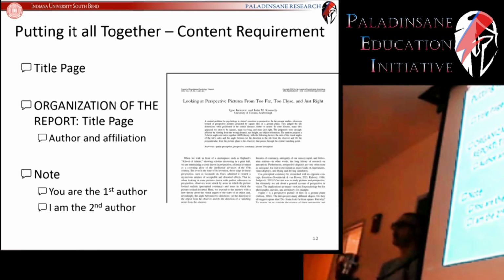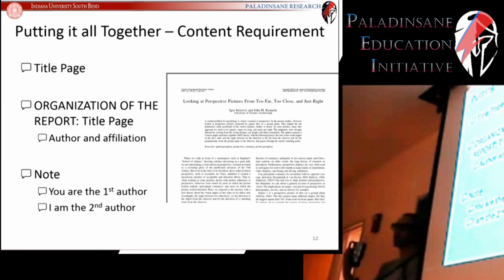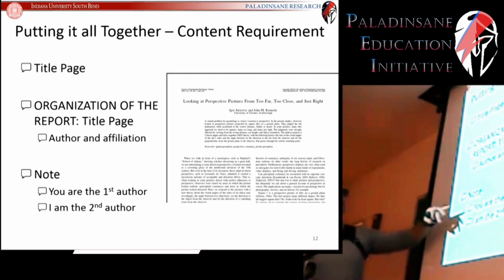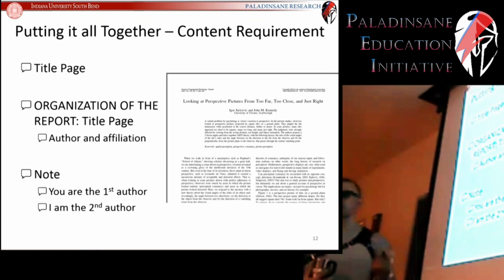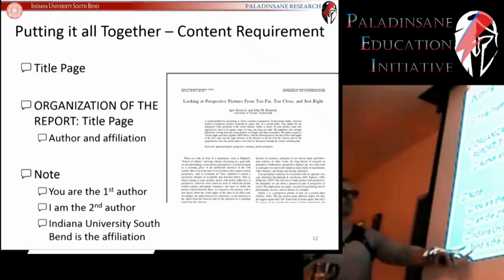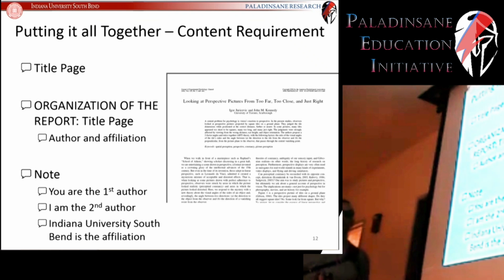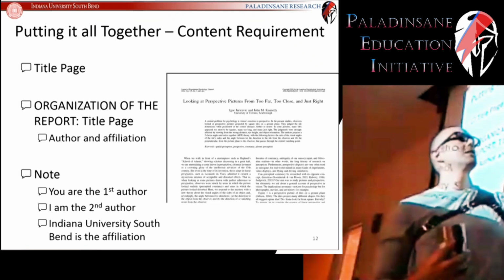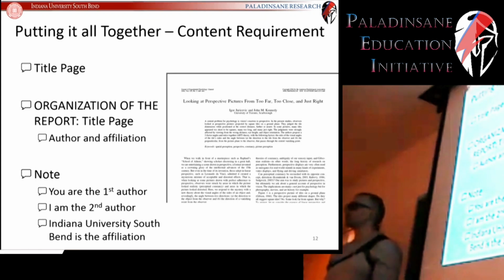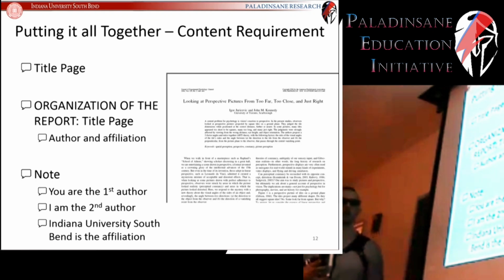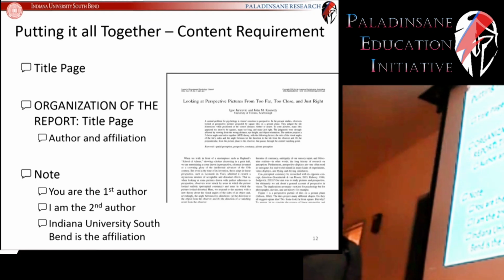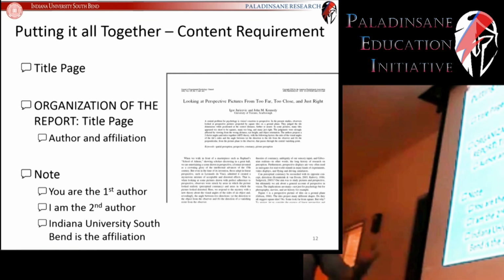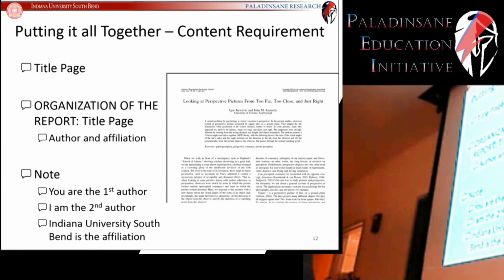I designed the stimuli, I ran the results. So I have done enough to become an author on this, but I have not done enough to be first author. So you're going to be first author, I'm going to be second author. Make sure that you have that on your title pages. And then Indiana University South Bend is going to be the affiliation. So it's very typical, you have your authors, and then underneath it, you have where this work was done, who they were affiliated with when they did this work. You did this work as students here at IUSB, so you're affiliated with Indiana University South Bend.